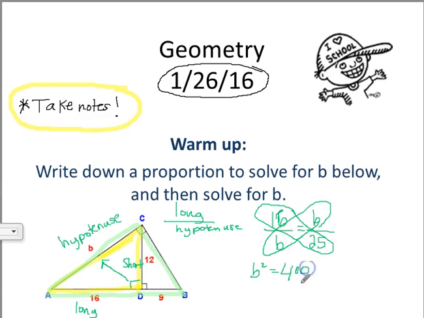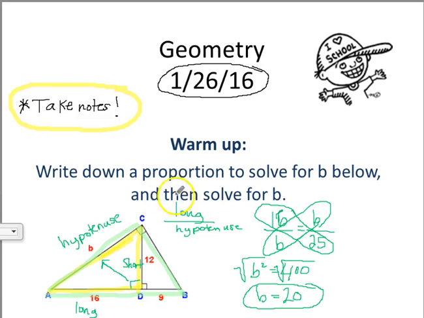And then how do we solve for b when it's being squared? What's the opposite of squaring something? Taking the square root. So whatever I do to one side, I do to the other. So b is going to equal the square root of 400, which is 20. So that would be our final answer. The length of b is going to be 20.